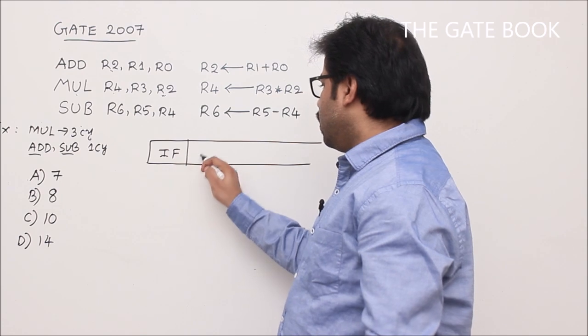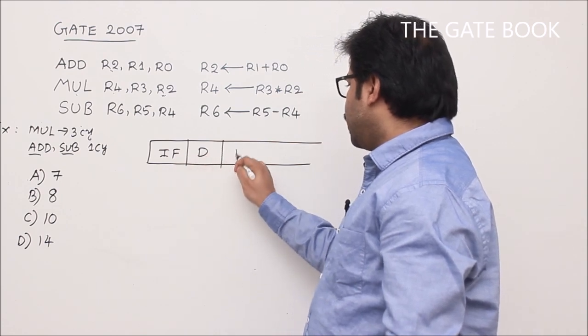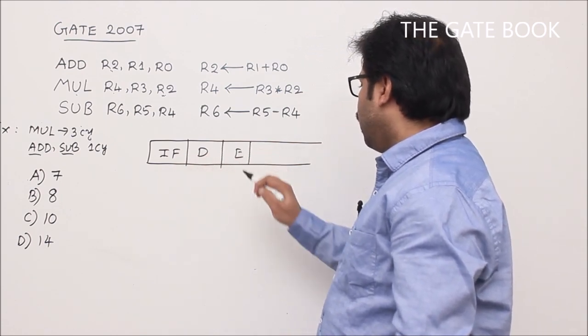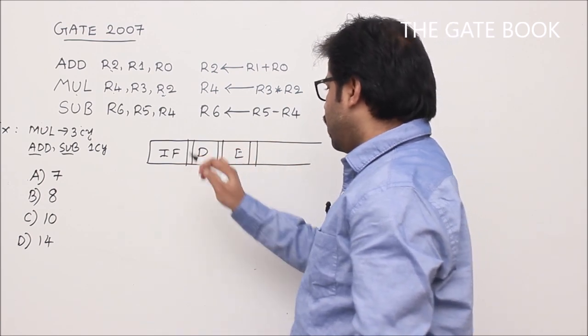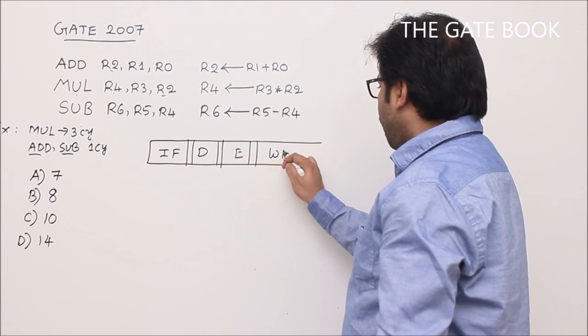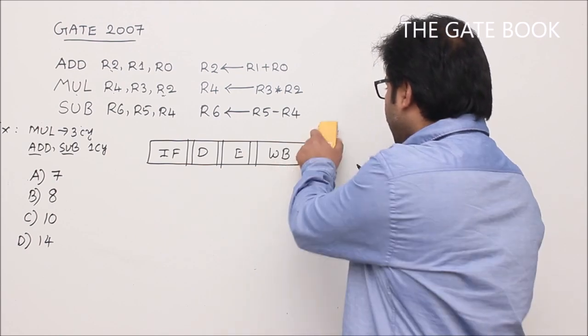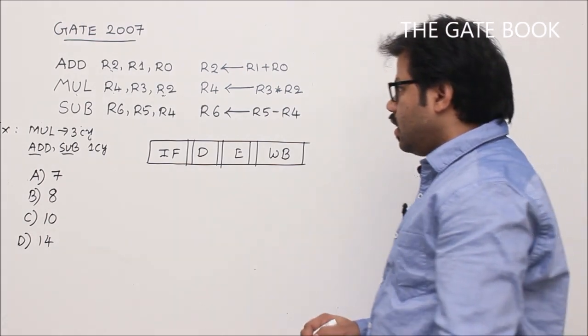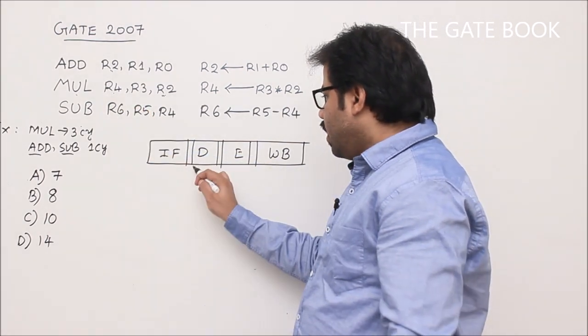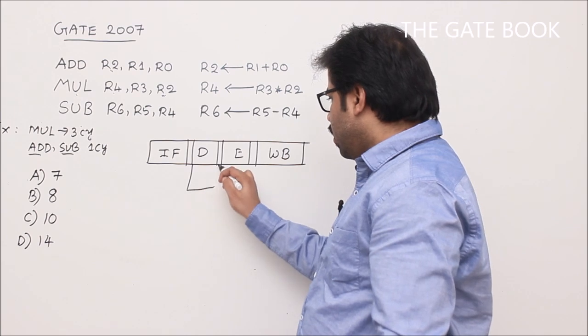Instruction fetch, then decode, then execution, then write back. Okay. So let me use buffers also so that it will be easy for us, right? So write back. So this is a story about the first instruction. Now we have to fetch the second instruction, which is multiplication. Let us fetch here, right?